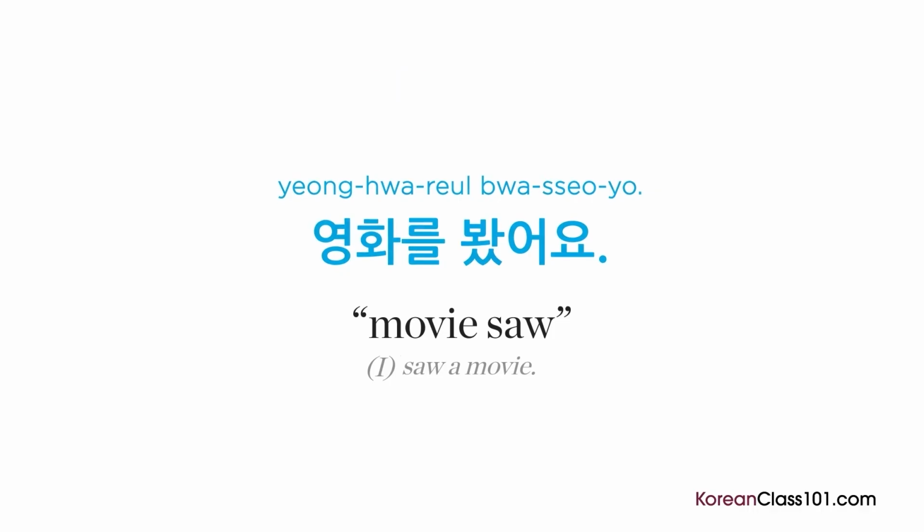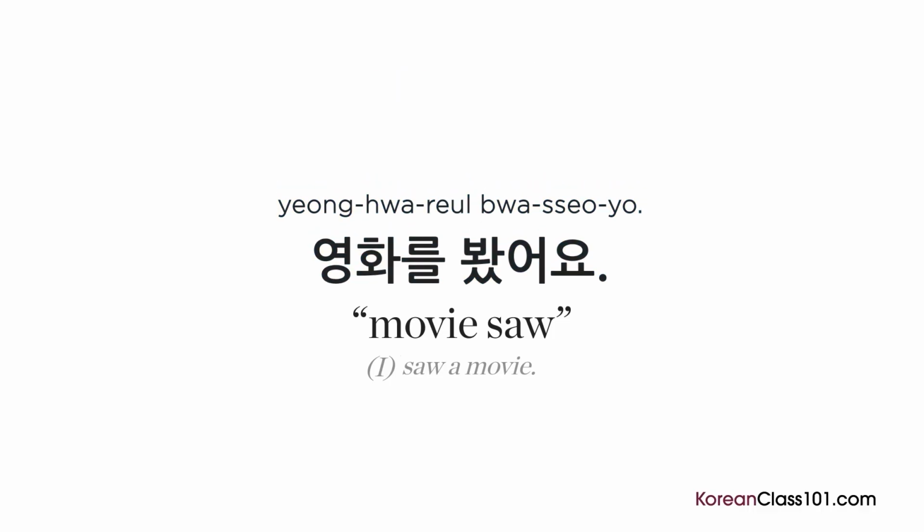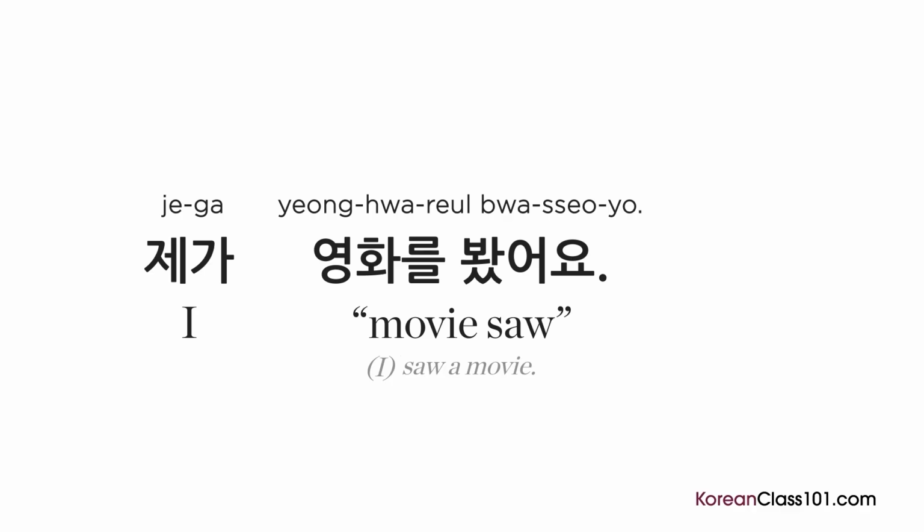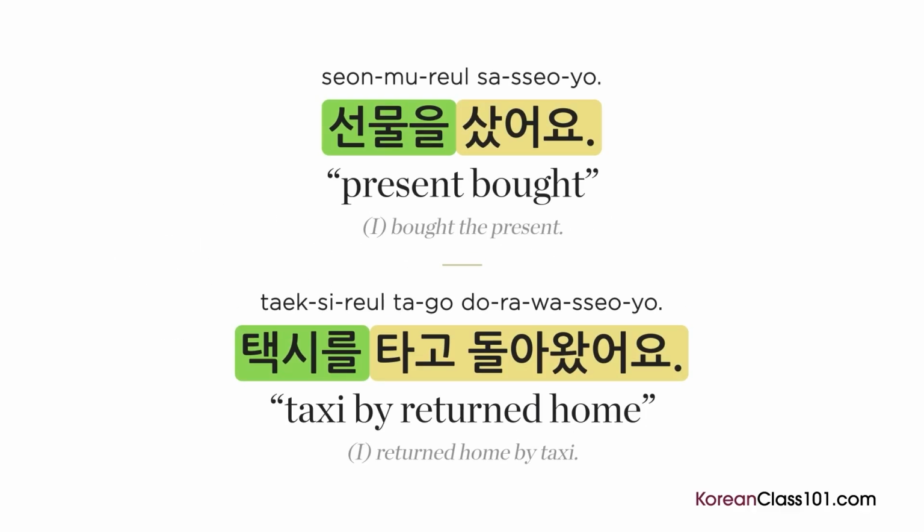영화를 봤어요. On the other hand, when it's unclear who or what the subject is, or if you wanted to place emphasis on the subject, like if you wanted to specify from a group of people that it was you who saw the movie, then you would include the subject. 제가 영화를 봤어요. But more often than not, in spoken Korean, you can omit the subject, particularly if that subject is you. 선물을 샀어요. 택시를 타고 돌아왔어요. Knowing this, we can easily express any simple action in Korean using just the object and the verb.